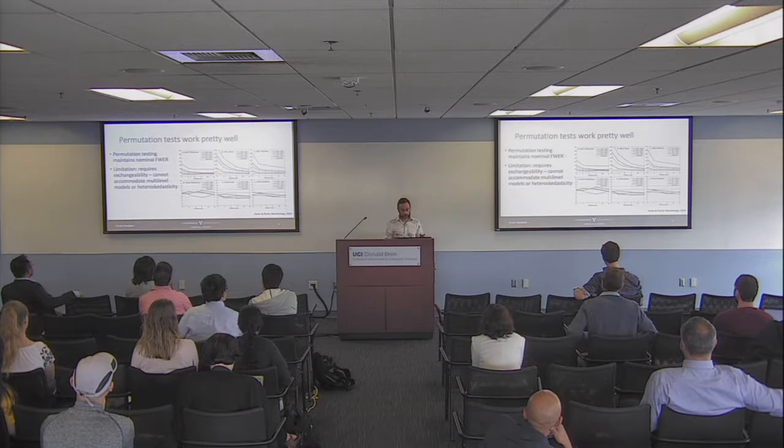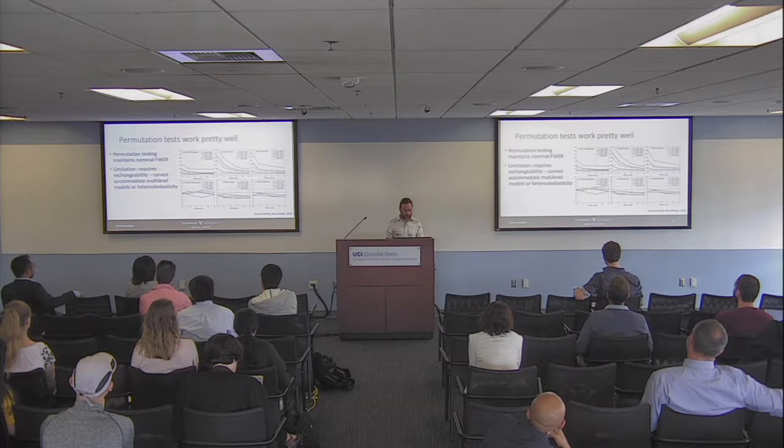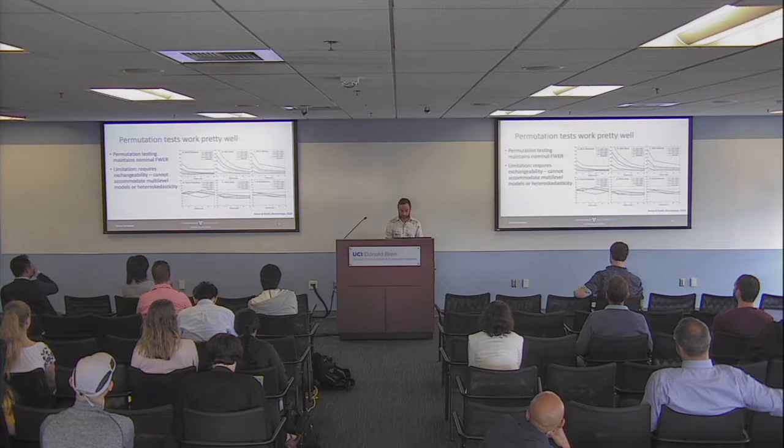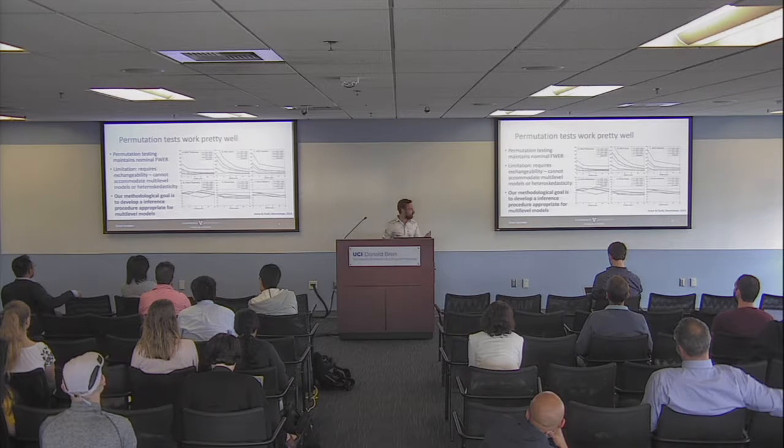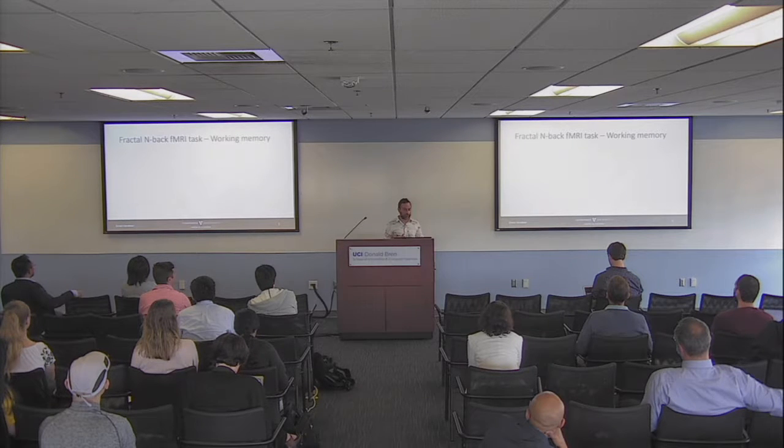One limitation of the permutation procedure, though, is that it requires the assumption of exchangeability. So it's not going to be able to accommodate multi-level models or heteroscedasticity. So our goal in this work was to develop an inference procedure that's appropriate for multi-level models. So why do we care about multi-level models? Pretty much all imaging data is a multi-level model.